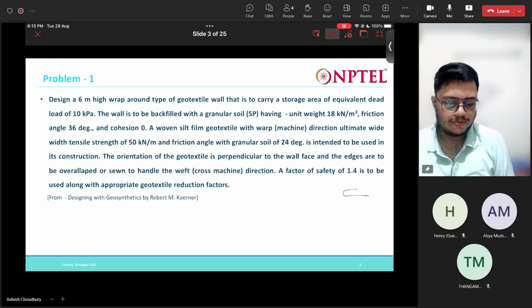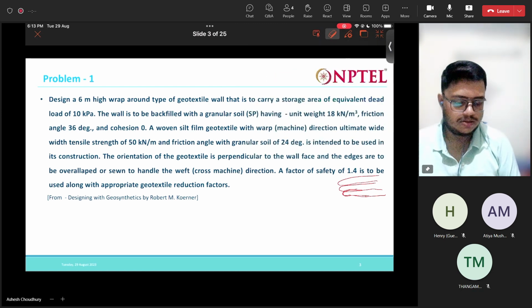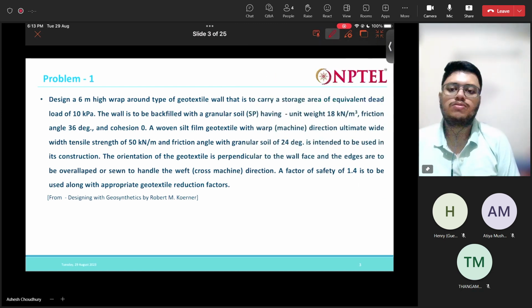Okay, you put one layer, then wrap it, then another layer and wrap it. Like this you form the wall. So this is nothing but the wraparound type. All right, so we are to construct a wraparound type of geotextile wall that is to carry a dead load of 10 kPa. And for that purpose, we are to use a woven silk film geotextile.